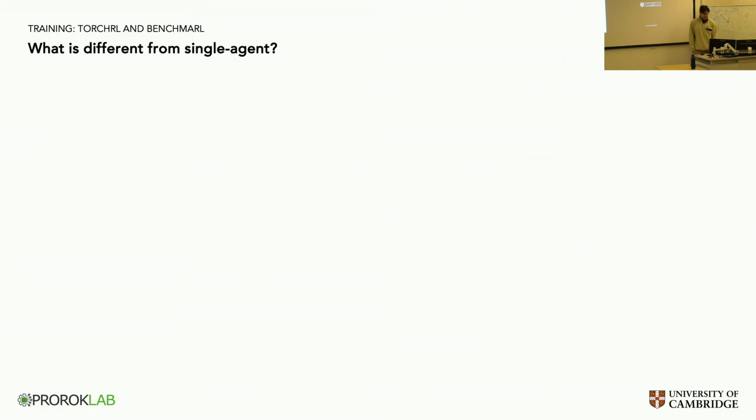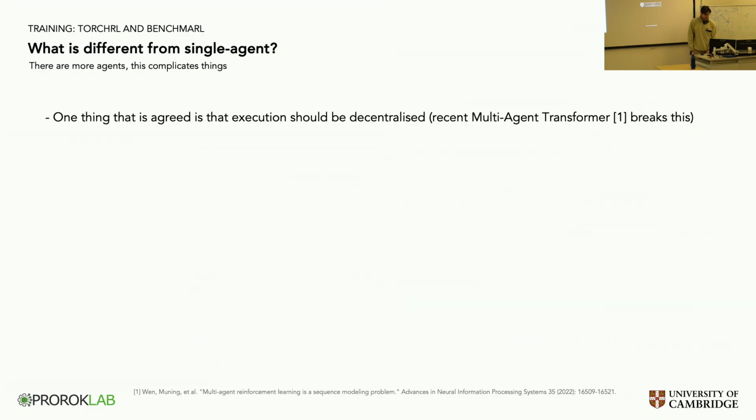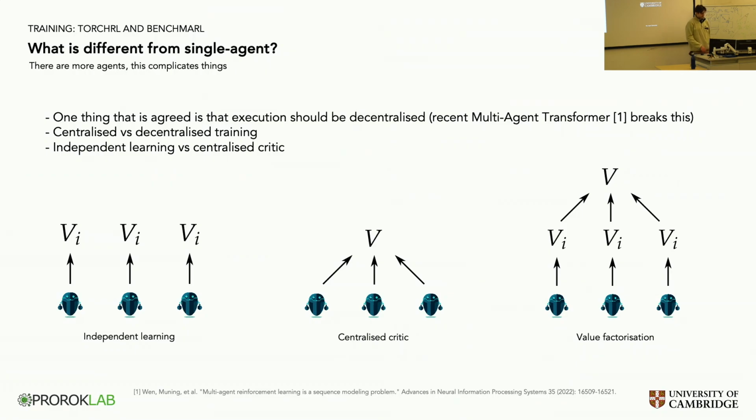And again, as before, what is different from single agent is that there are more agents and this complicates things. But in practice, everyone agrees that execution should be decentralized. The agents should be able to execute in a decentralized fashion. Otherwise, we're back to single agents. The other thing is that the training could be either centralized or decentralized, and the value functions could be independent or coupled.